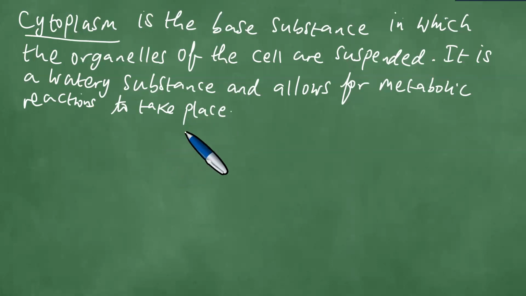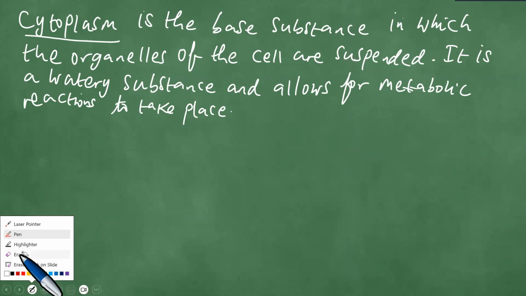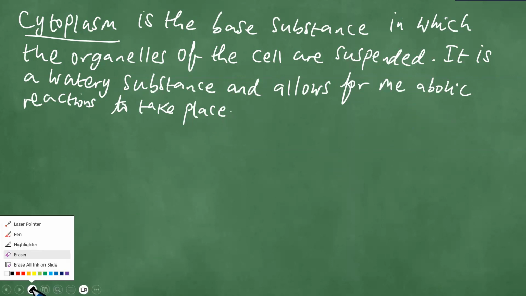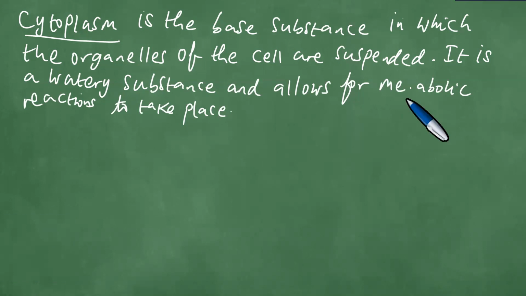The cytoplasm is the base substance in which the organelles of the cell are suspended. But what is it actually, and how does it look? It is a watery substance that allows for what we call metabolic reactions to take place or to occur.